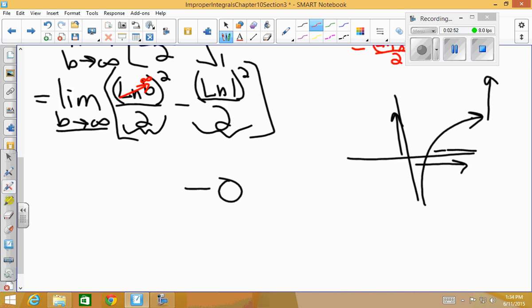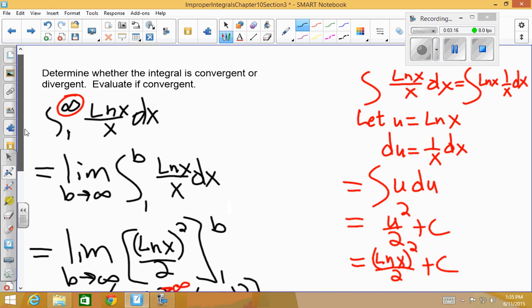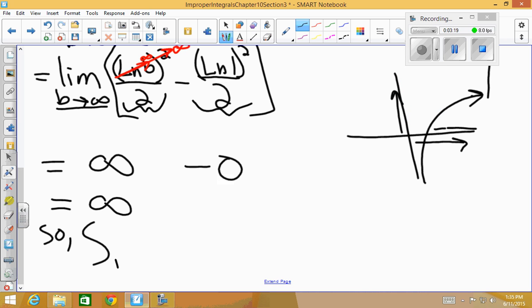And if you just have a big number, a number that's getting closer to infinity, and you square it, it gets even larger. So that goes to infinity. Dividing by 2 does very little to change that. In fact, nothing really. So the limit becomes infinity. Subtracting 0, we still get infinity. So this tells us that our original improper integral from 1 to infinity, natural log of x over x dx, diverges.